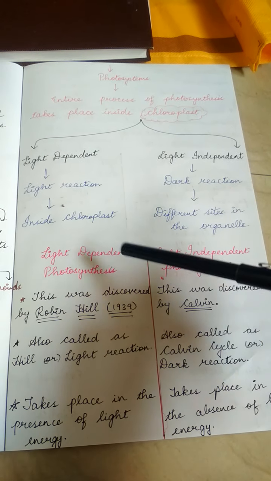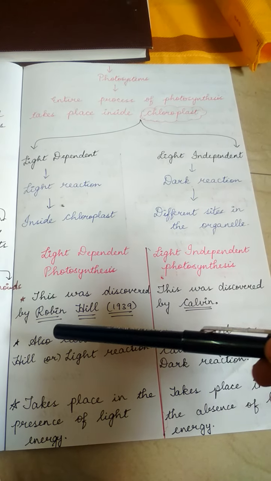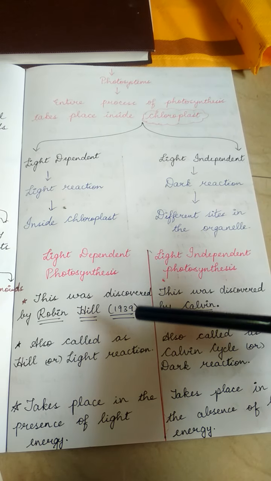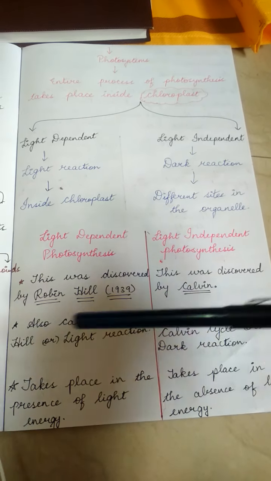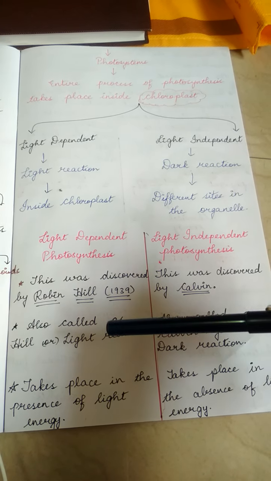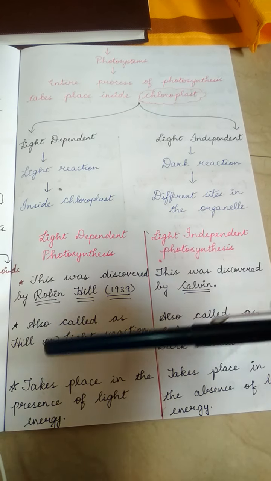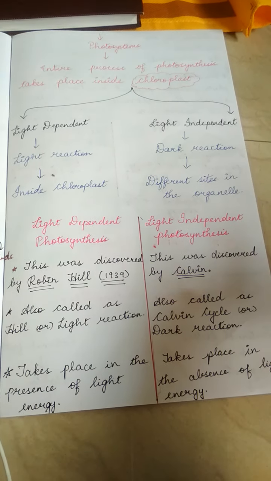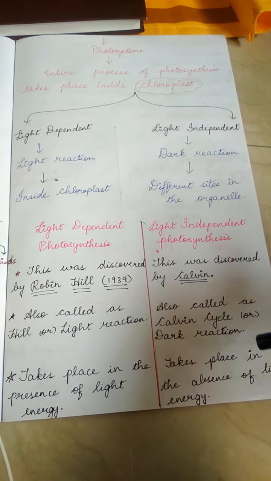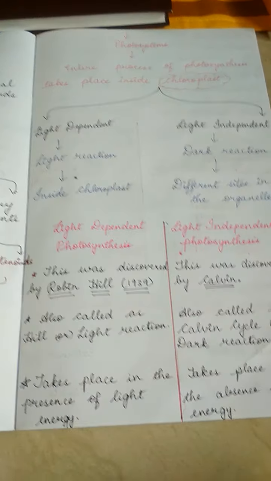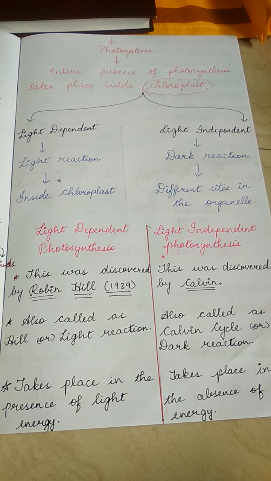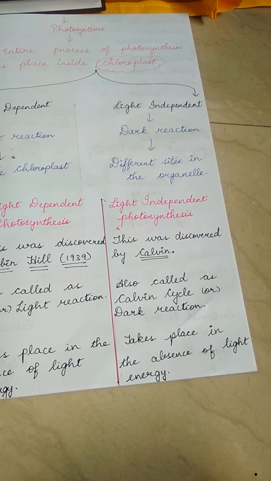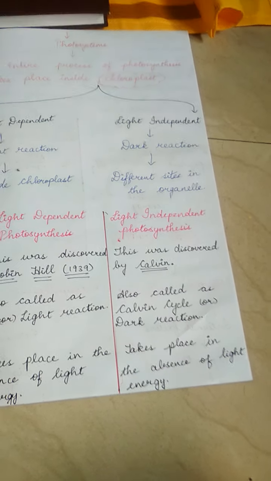So first, dealing with light dependent photosynthesis, this was first discovered by Robin Hill in the year 1939, and the light independent photosynthesis was discovered by Kelvin. Also, this reaction is called by the name of the discoverer as the Hill or light reaction, and the Kelvin cycle or dark reaction. The light dependent photosynthesis takes place in the presence of light energy, whereas the light independent photosynthesis takes place in the absence of light energy.